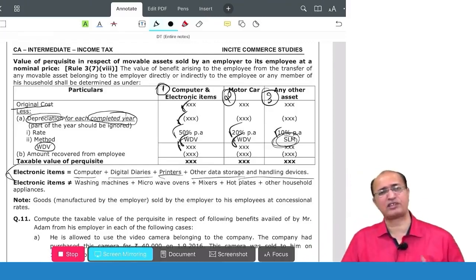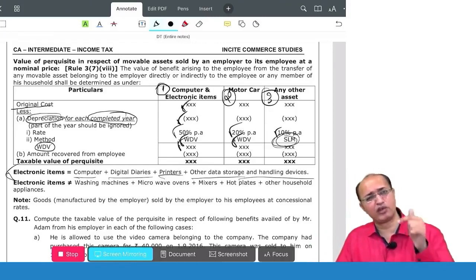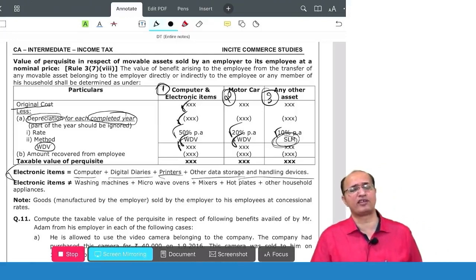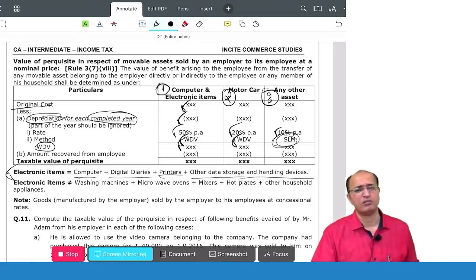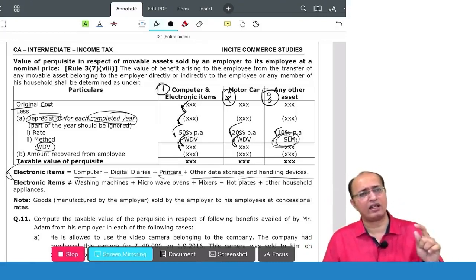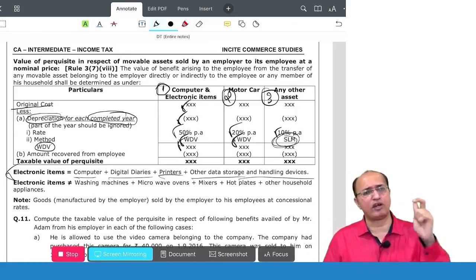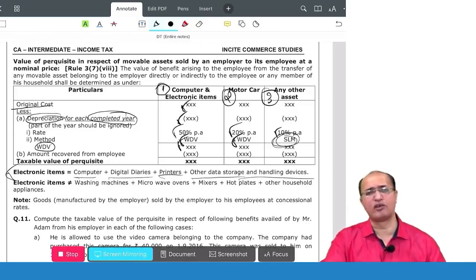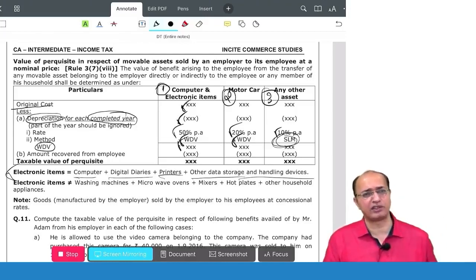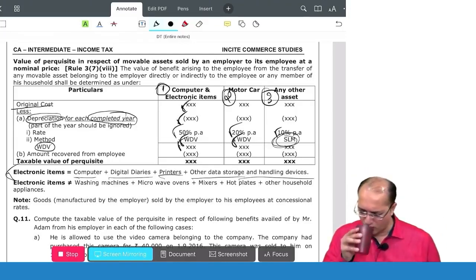Now, I will ask you a very simple question. Say, for example, you are an employee. You have received a movable asset from your employer. That movable asset had a WDV of 1 lakh, and that asset is given to you only at 20,000 rupees. So what is your benefit here?